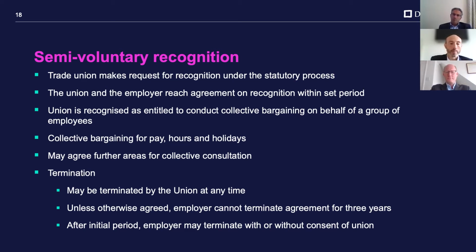And basically what that means is that a semi-voluntary recognition agreement can be terminated by the union at any time, but on the employer side, unless otherwise agreed, the employer can't terminate for the first 3 years. Once that 3-year period has elapsed, the employer has then got flexibility to terminate with or without consent.